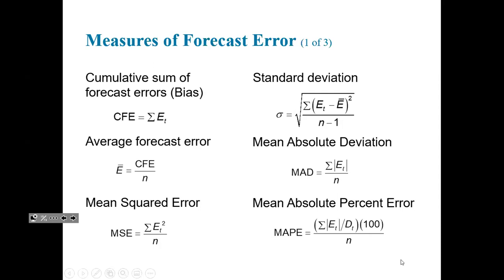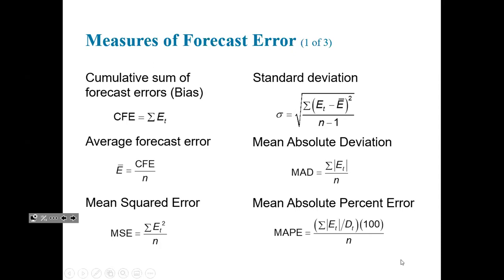We have the cumulative sum of forecast errors, which basically just looks at how much error we have for a given time period, what about for the next time period, and so on, and then you sum up those errors and it gives you a value. I'll look at an example of that. From that CFE, we can actually get an average by dividing that CFE by the total number of time periods we forecast. The mean squared error looks at the error amount, but it tries to show was there any value of error that was larger than it should be.